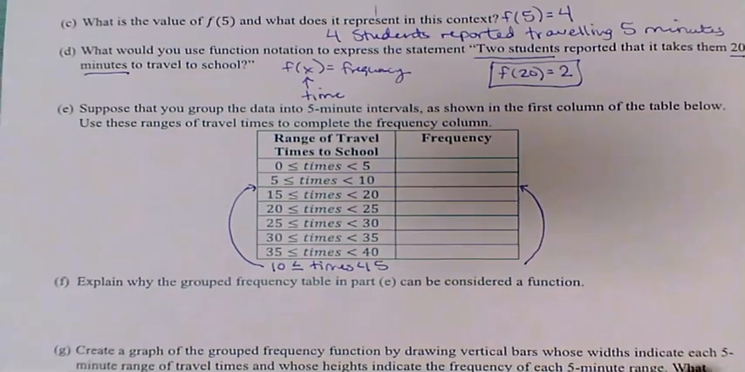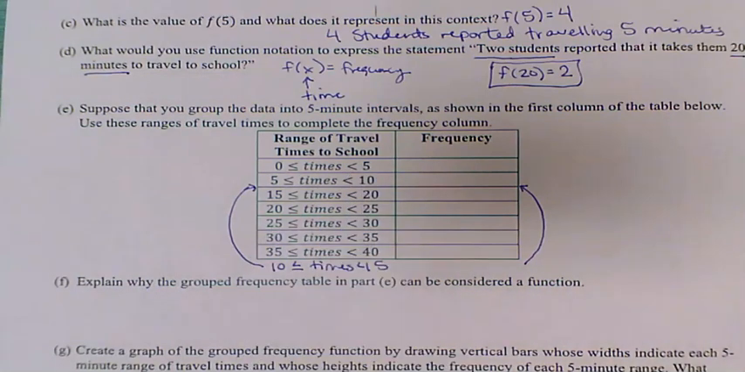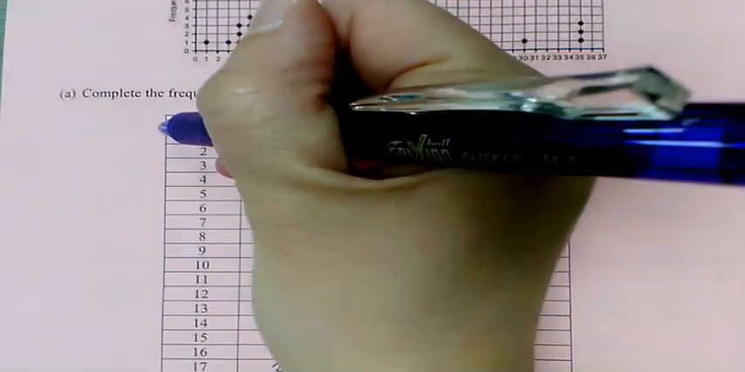But in order to count those, it would be really nice and easy to look at your table. So when you look at your table for times 0 to 5 minutes, not including the 5. So 0, 1, 2, 3, and 4, and our table.